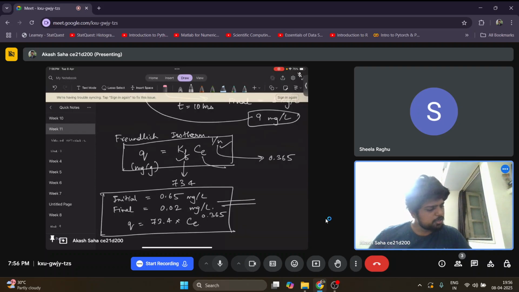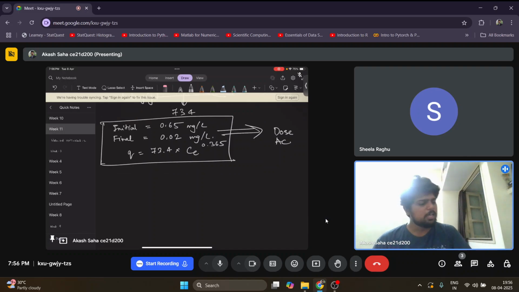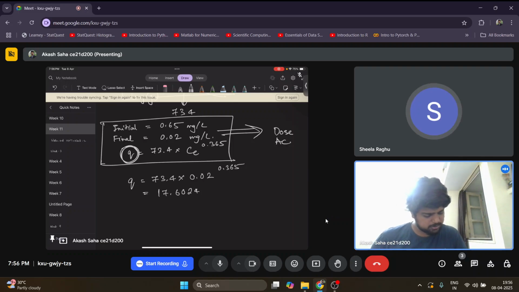From here, you have to find out what my dose of activated carbon is. First we will find out the adsorption capacity Q. So my capacity Q will be equal to 73.4 into Ce, where C is the final effluent concentration, so 0.02 to the power 0.365. It will turn out to be 17.6024.